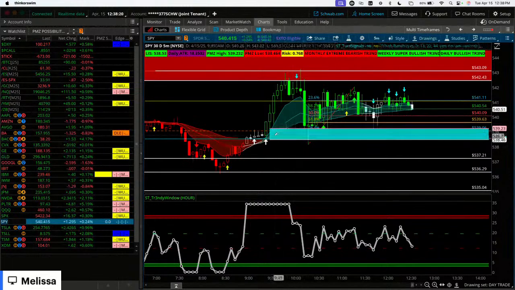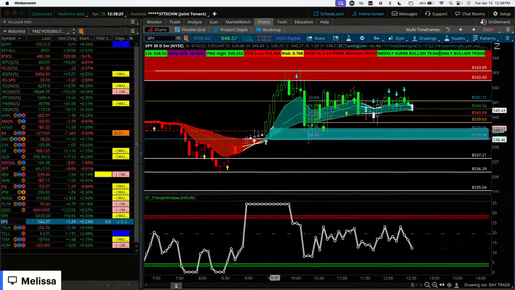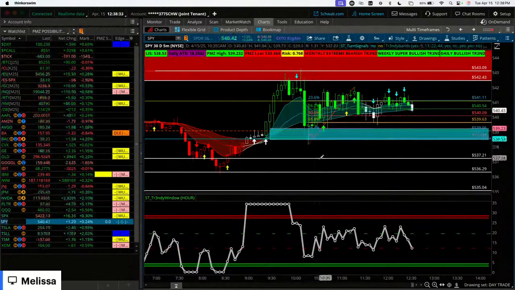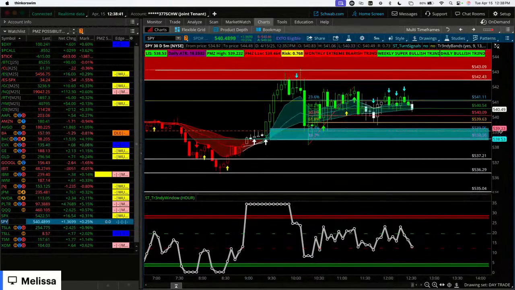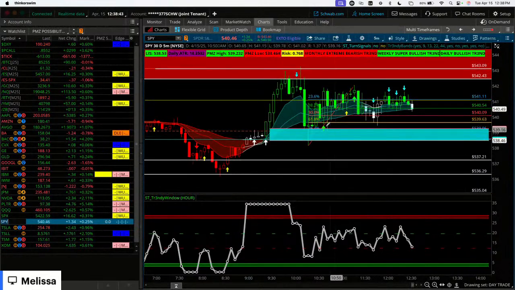The PMZ is very simple. Price moves above the PMZ, you're looking to go long and you're taking profits at a supply zone. Price moves below the PMZ, you're looking to go short and you're trimming at the levels that you see, ultimately targeting a demand zone. So that is what the PMZ is.